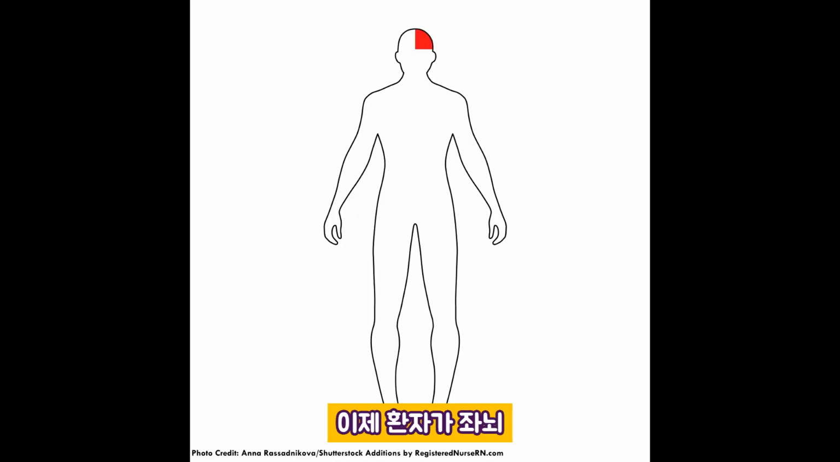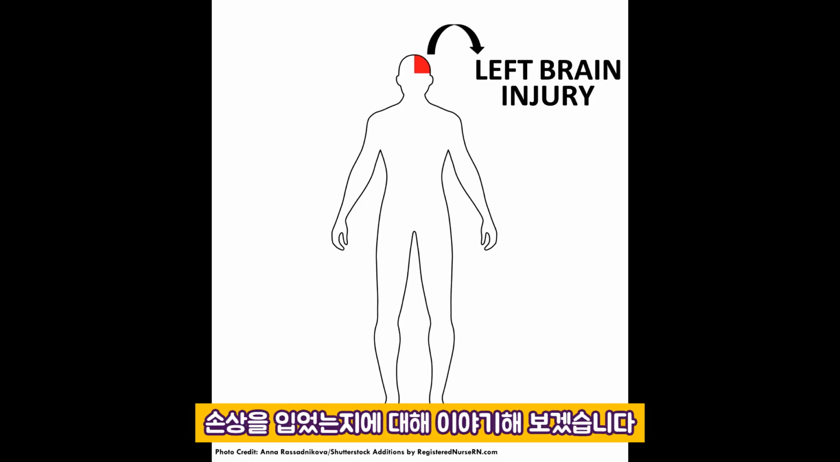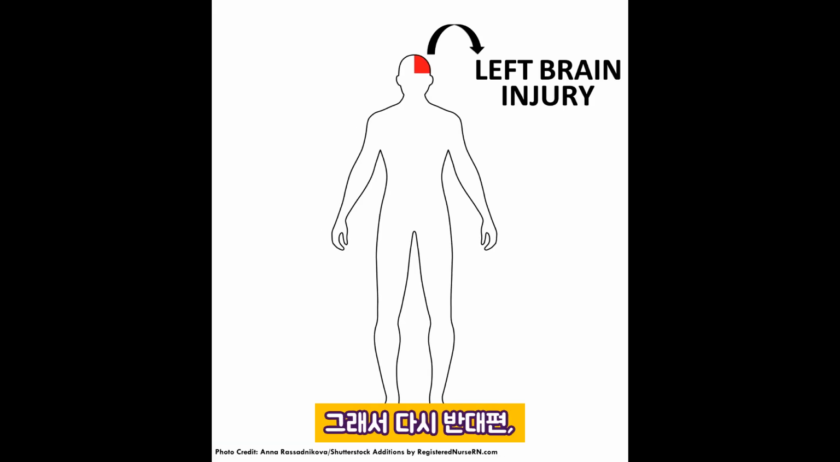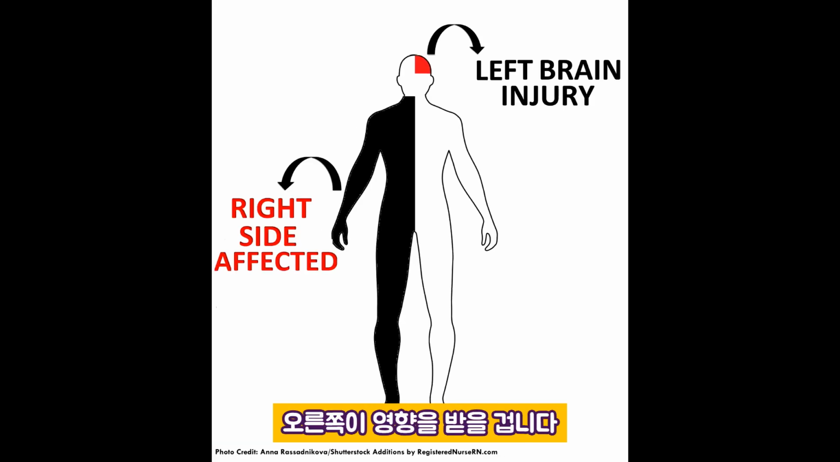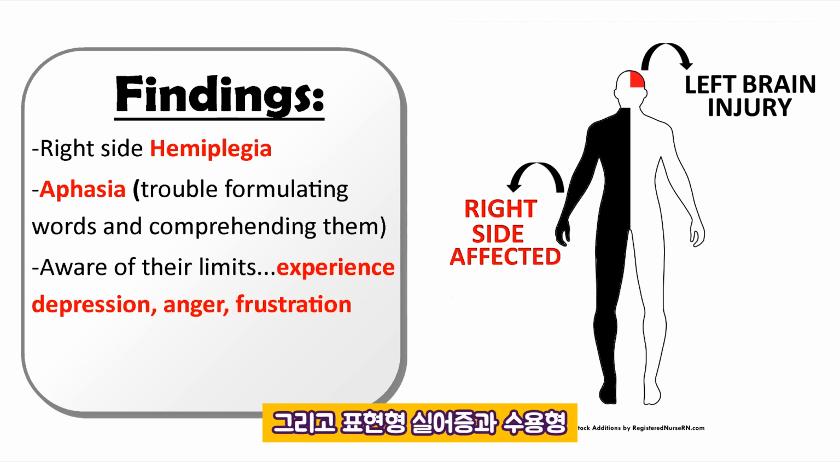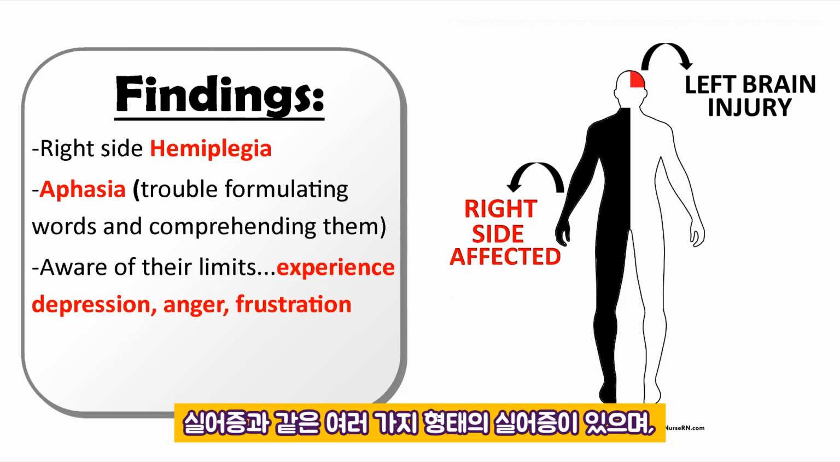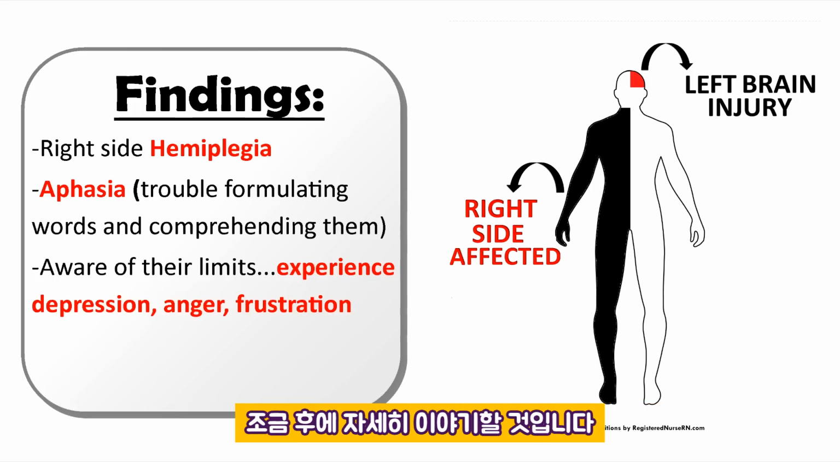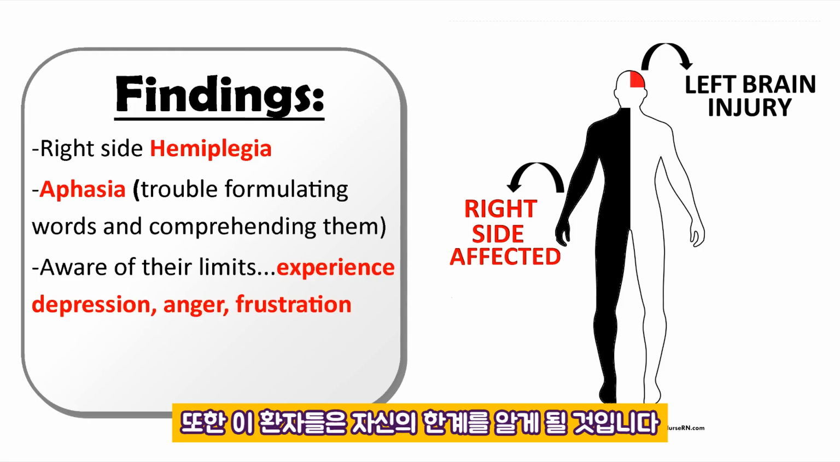Now let's talk about if a patient has a left brain injury. So again, the opposite side is going to be affected, the right side. So some findings you'll see is right side hemiplegia. Also, they'll have aphasia, and this is where they have trouble formulating words and comprehending them. And there's different forms of aphasia, like expressive and receptive, and we're going to talk in detail about those a little bit later on.